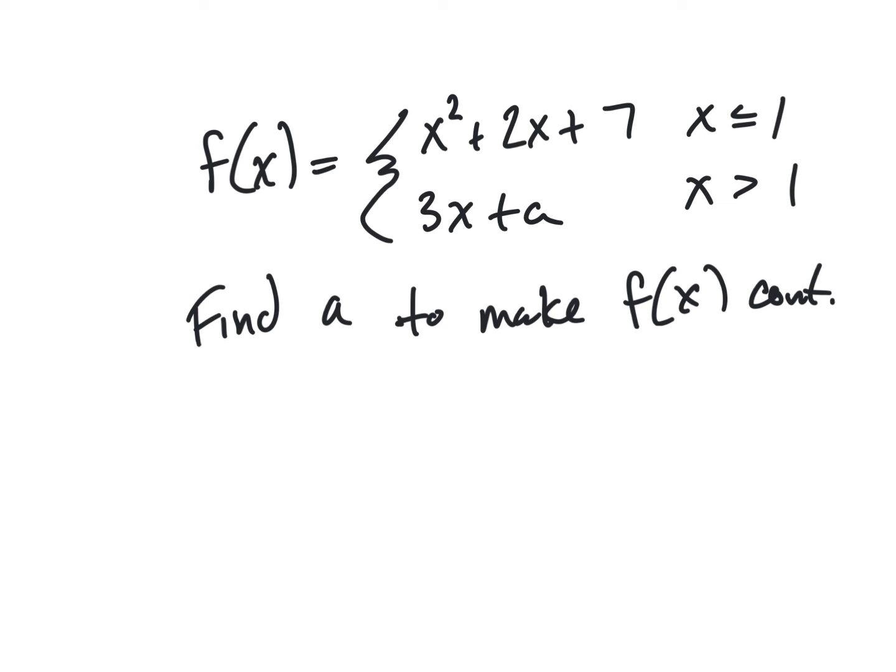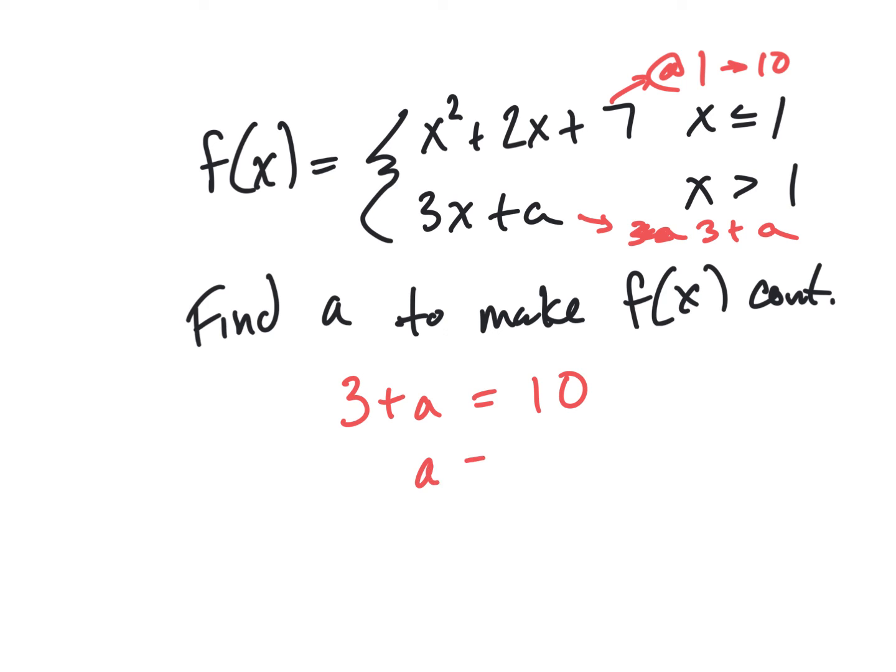And the way to make this continuous is to figure out, well, what is each side approaching? So I would plug in 1. I would say, okay, 1 squared plus 2 times 1 is 3, plus 7 is 10. So at 1, the function is approaching 10. Well, here at 1, if I plug 1 into the bottom piece, 3 times 1 plus a, this is approaching 3 plus a. Well, they need to be the same. To be continuous, the two pieces need to be equal. So solving this, a needs to be 7 to make the function continuous.